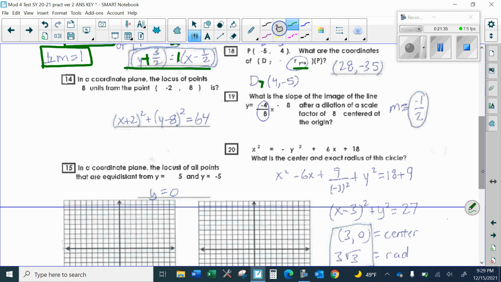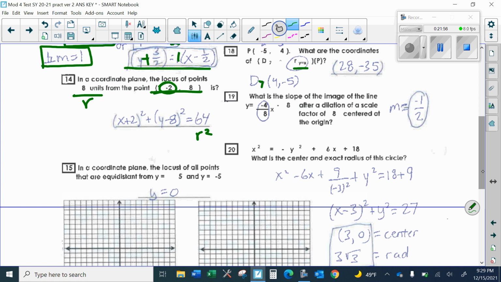Number 14, in the coordinate plane, the locus of points 8 units away from a point. So this is my radius. So I write the equation of a circle. x minus a, so x plus 2 squared, plus y minus 8 squared, equals r. But remember, this underneath here is r squared, so 8 squared is 64.